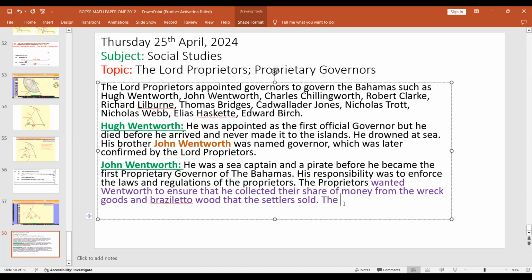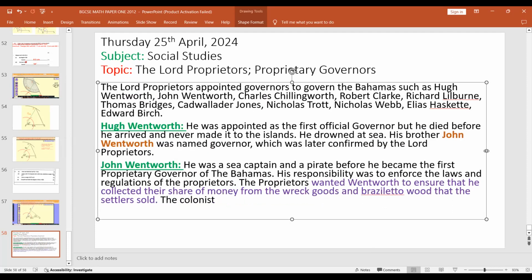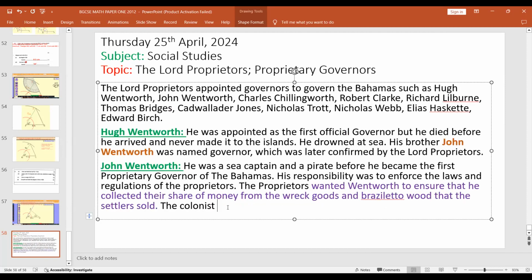Now, the colonists, meaning the people who were under his governance, they're like, we don't want you to take our money. We don't want you to take a portion of our money. I mean, naturally that makes sense. People don't want you to take a portion of the money that they made and send it to the Lord proprietors. And so the people rebelled against John Wentworth. It was like, we ain't on your run. We do not want you interfering with the money that we make, taking a portion of it and sending it to the Lord proprietors.